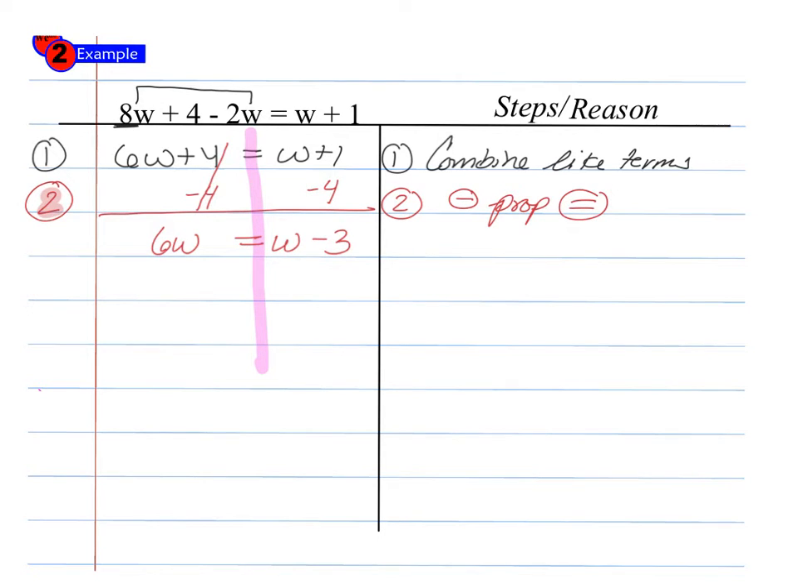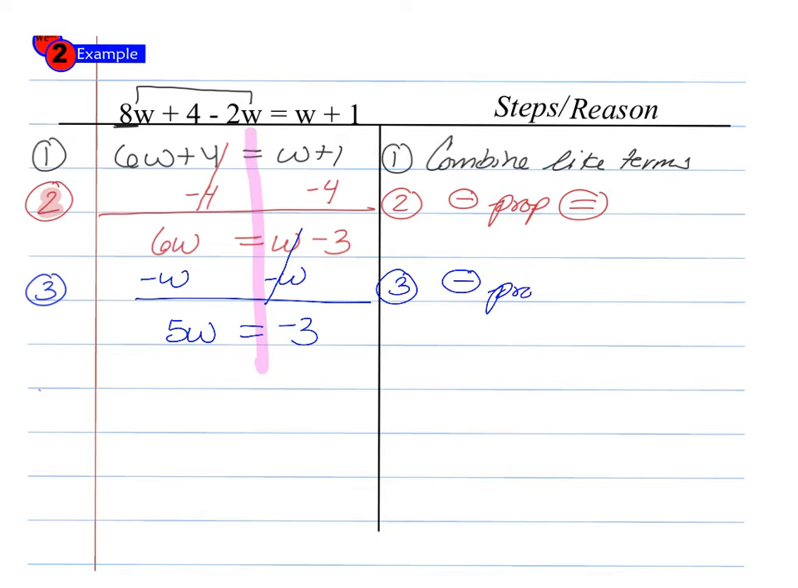Okay, next step, step 3. I need to get this w right here to the other side. Since it's a positive w, I'm going to subtract w from both sides. That gives me 5w is equal to, that becomes a 0, negative 3. And since I subtracted w from both sides, that again is the subtraction property of equality.